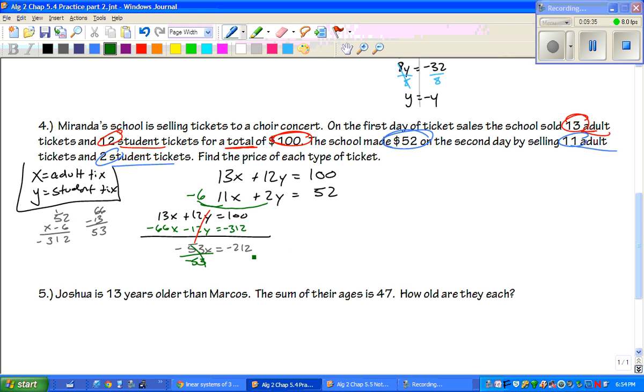So we have to divide both sides by negative 53. Now, I'm just going to guess here. I think it's going to be 4. Because 4 times 3 is 12, carry the 1, and there we go. Lucky guess. X equals 4. Okay, so now we know how much the adult tickets are. Let's go ahead and plug that back in to whichever problem you think is easier. And I'm going to do the bottom one because they're smaller numbers. 11 times 4 is 44.